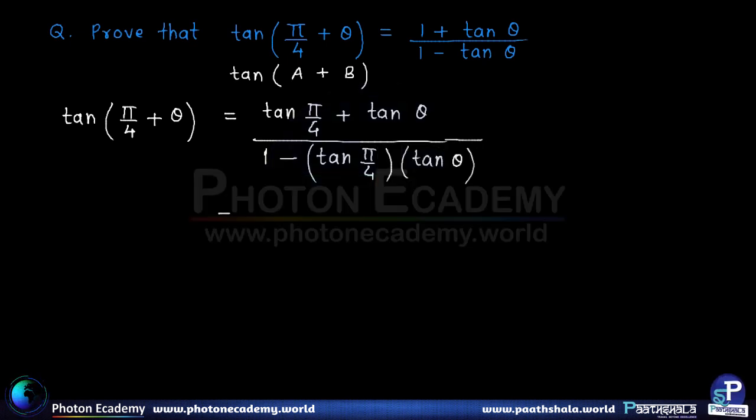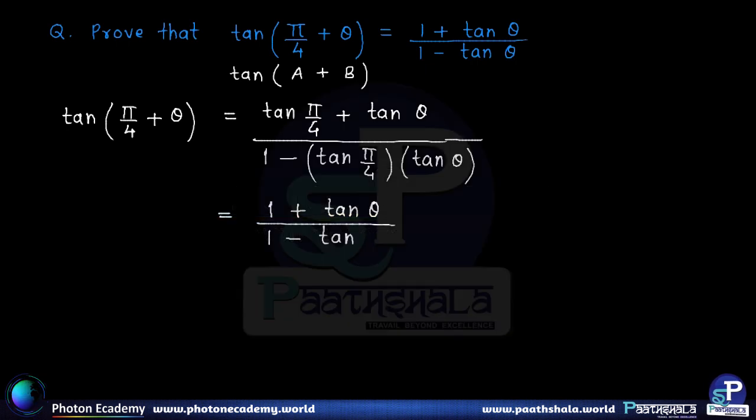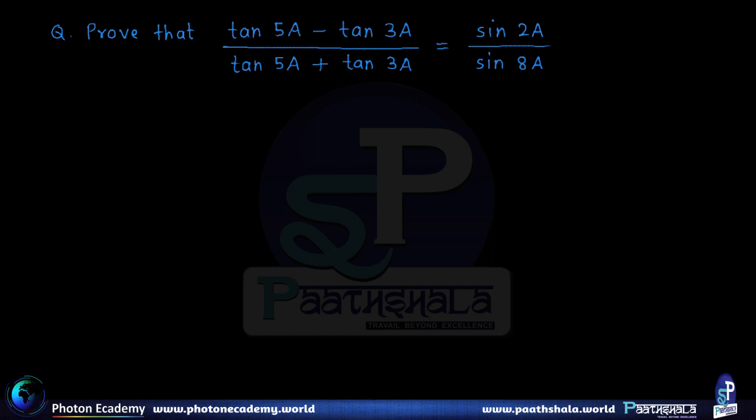So that is clearly tan pi by 4 is nothing but 1. So we get 1 plus tan theta upon 1 minus, since tan pi by 4 is 1, we are left with simply tan theta as the second term, which is nothing but the required RHS, right? Let's move on to another question.